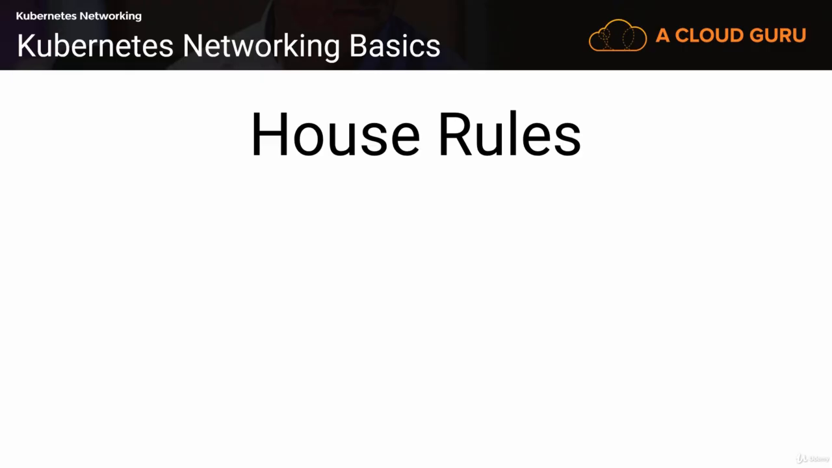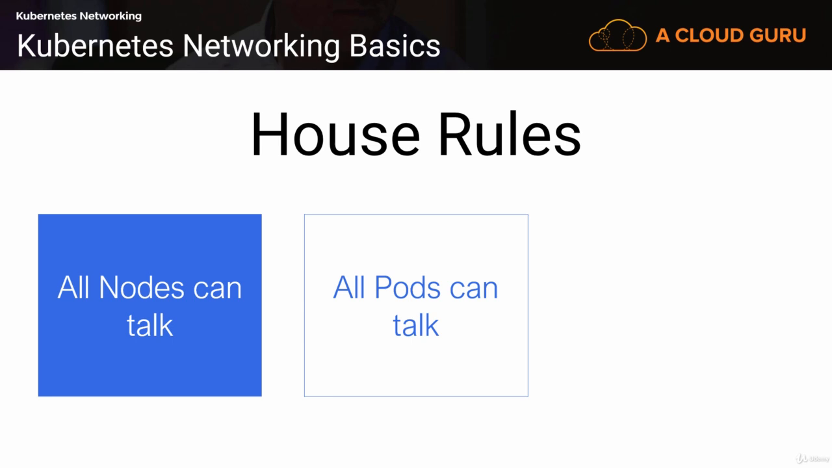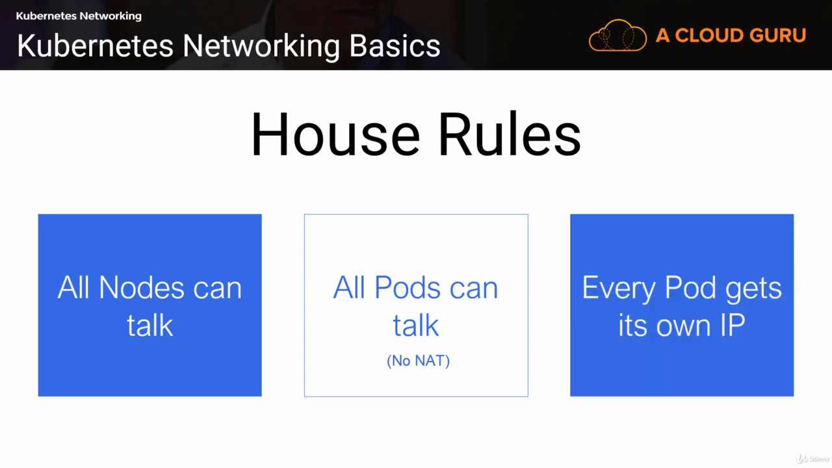Number 1, all nodes in the cluster have to be able to talk to each other. Figures, right? I mean, it wouldn't be much of a cluster if the nodes couldn't talk, no? Number 2, all pods on the network can communicate with each other without NAT. So think, right? That's a big flat network for all pods. Really simple. Number 3, every pod gets its very own IP address. And that's it. Those are the house rules.